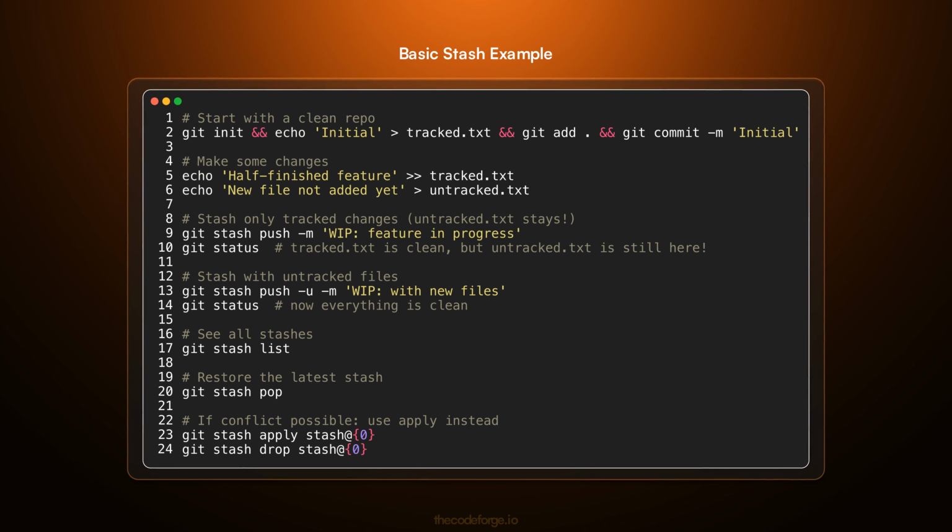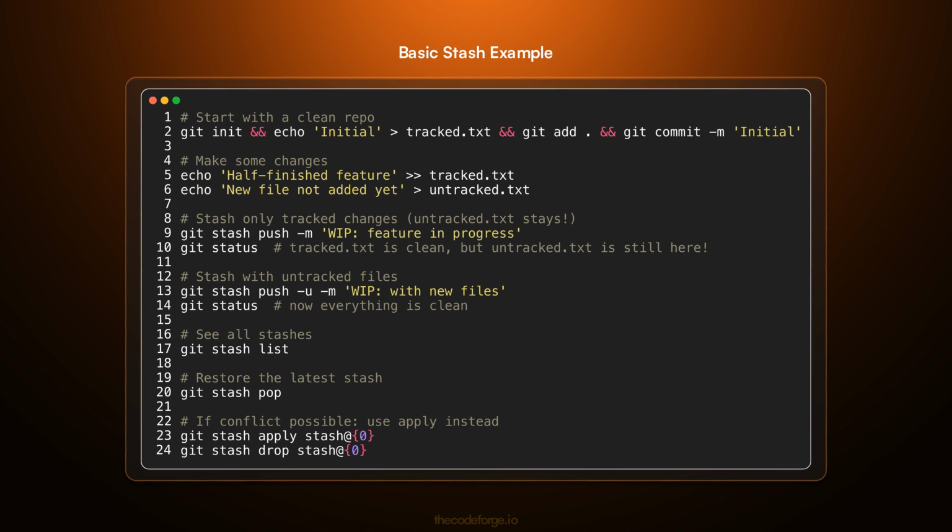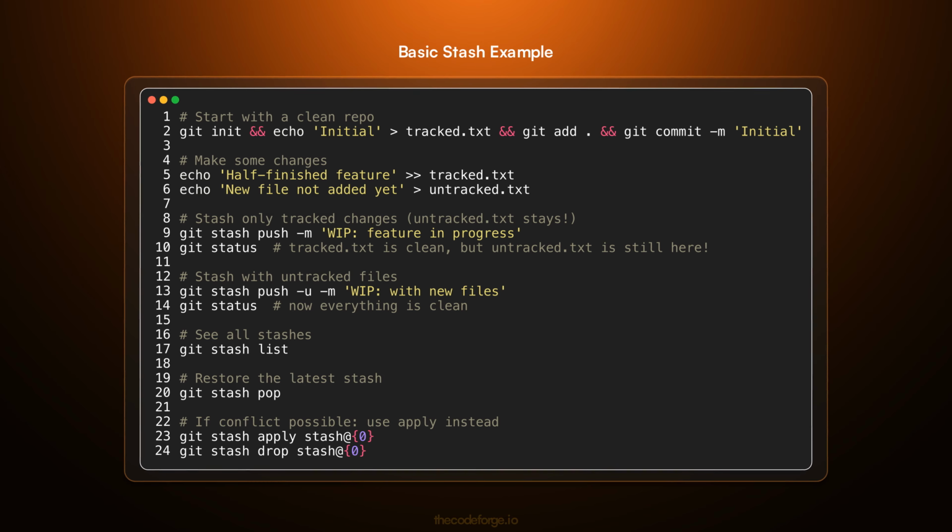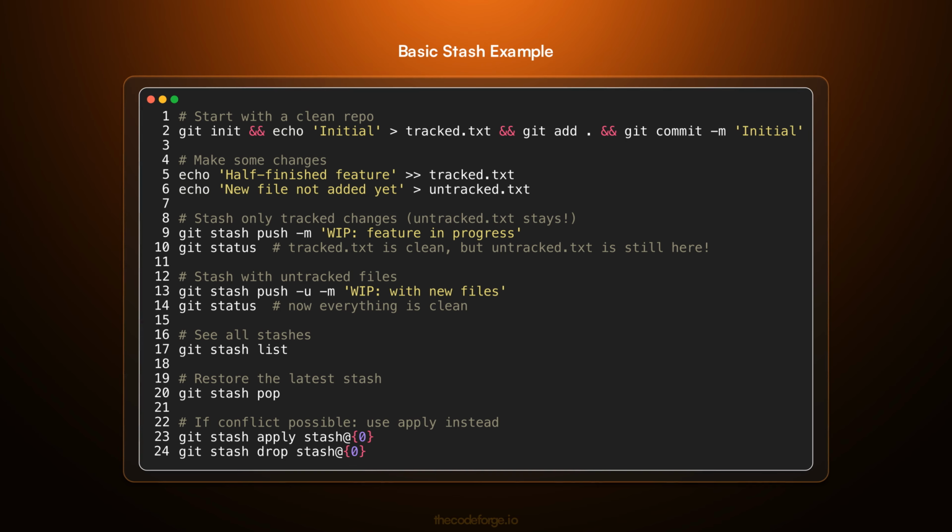Here's a basic example. We initialize a repo, make changes to a tracked file, and create a new untracked file. First, we stash without -u, notice untracked.txt remains. Then we stash with -u, and now everything is clean. We list stashes, pop the latest, and also see how to apply and then drop manually.